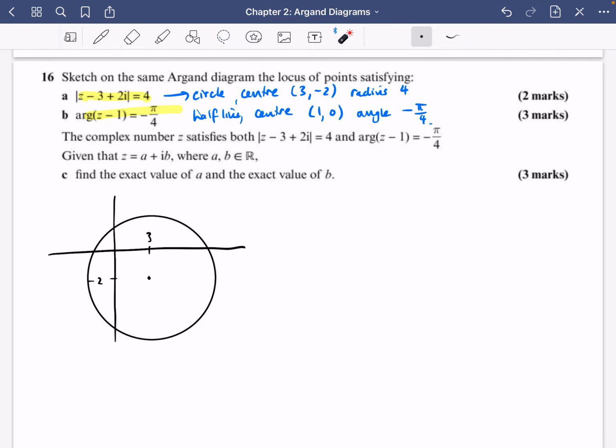I know that it has to be going further here, because if this distance is 3 and it's got a radius of 4, it's definitely got to go that far, and if this is 2, it's got to come up all the way up to here as well.